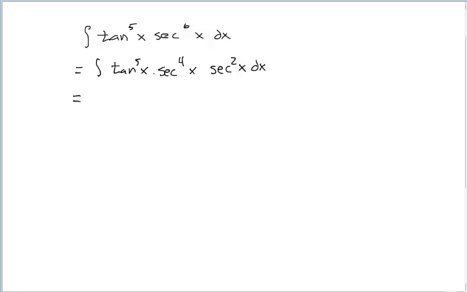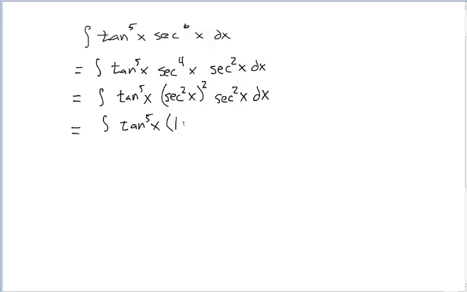And now I'm going to use my identity to change the secant 4x into tangent. So I have tangent 5x, and then we have secant squared is equal to 1 plus tangent squared x. So the first step I'm going to do is write it as secant squared x squared secant squared x dx. And then I'm going to have tan 5x, and now I'll have 1 plus tangent squared x squared secant squared x dx. And now I can make my u equal to tan x, and my du then becomes secant squared x dx.